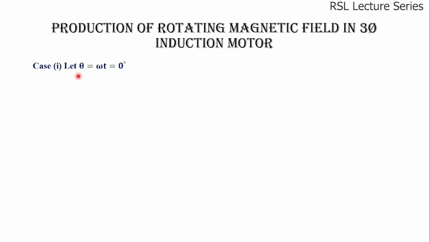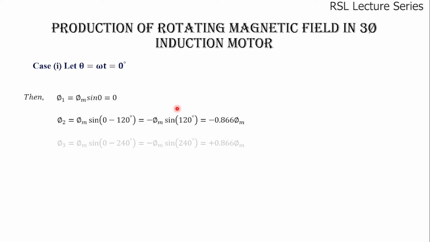Now we'll consider case 1. Case 1 is assumed as theta equal to 0. Theta is also called omega t. Now we are going to substitute the value of theta in phi 1, phi 2 and phi 3. So phi 1 is equal to phi m sin 0, which will be 0. Now phi 2 is phi m sin (omega t minus 120). Here omega t is 0, so sine of minus 120 is minus sine 120. So this is minus 0.866 phi m.